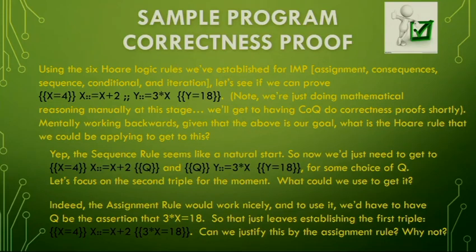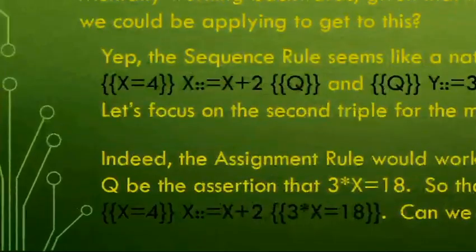So we got this first triple. We know x equals 4. That's the assertion on our environment. We have x gets x plus 2. We need to establish 3x equals 18. Can we use the assignment rule on this? Is it legal to use the assignment rule on this?